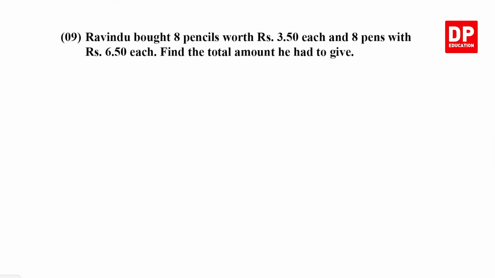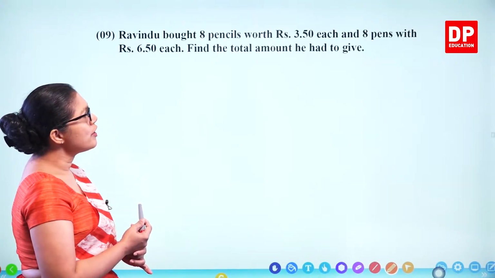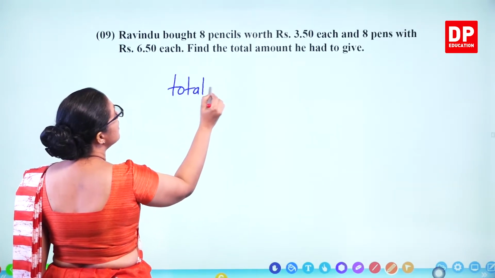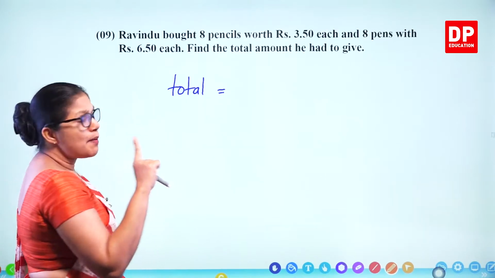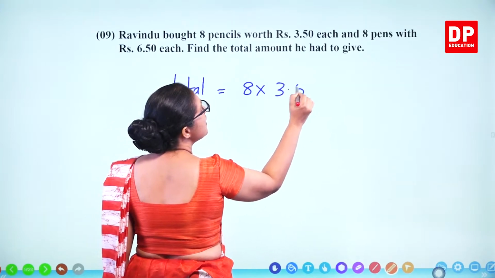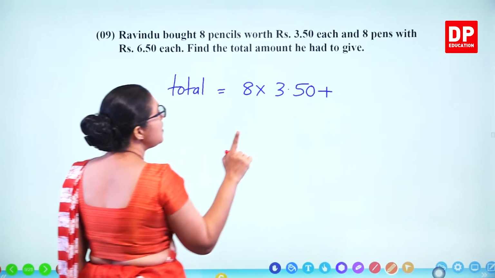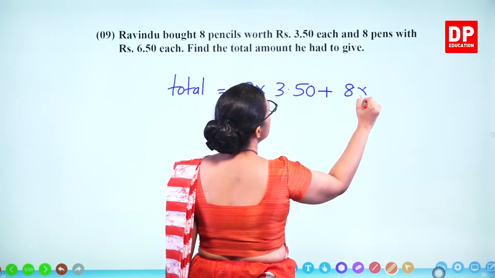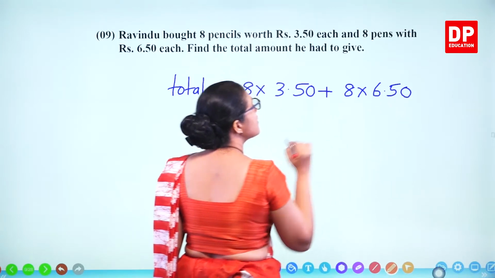Question number 9. Ravindu bought 8 pencils worth 3 rupees and 50 cents each and 8 pens with 6 rupees and 50 cents each. Find the total amount he had to give. So the total becomes 8 times 350. So that means 8 into 3 rupees and 50 and 8 pens with 650. So that's the total.